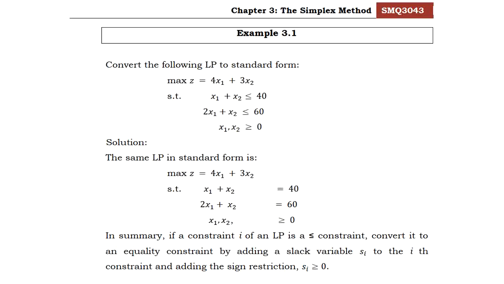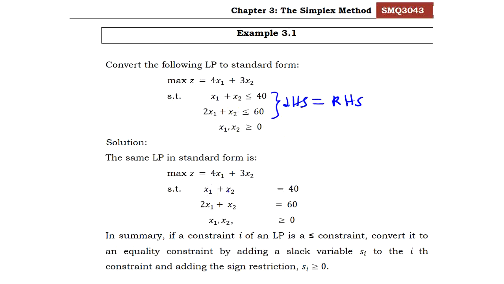So the solution is, we need to change these regular constraints to equations. Okay, so the left hand side must be equal to the right hand side, because for these two constraints, the left hand side is less than or equal to the right hand side. Therefore, we need to add slack variables to these constraints.